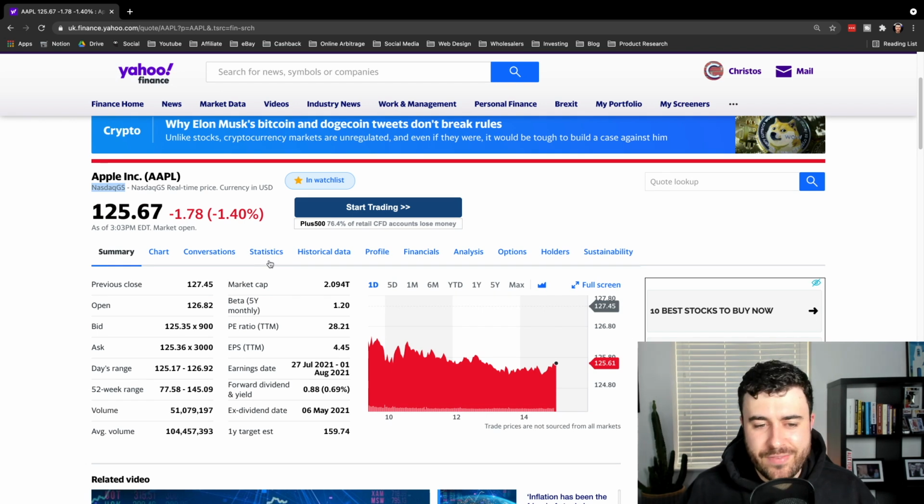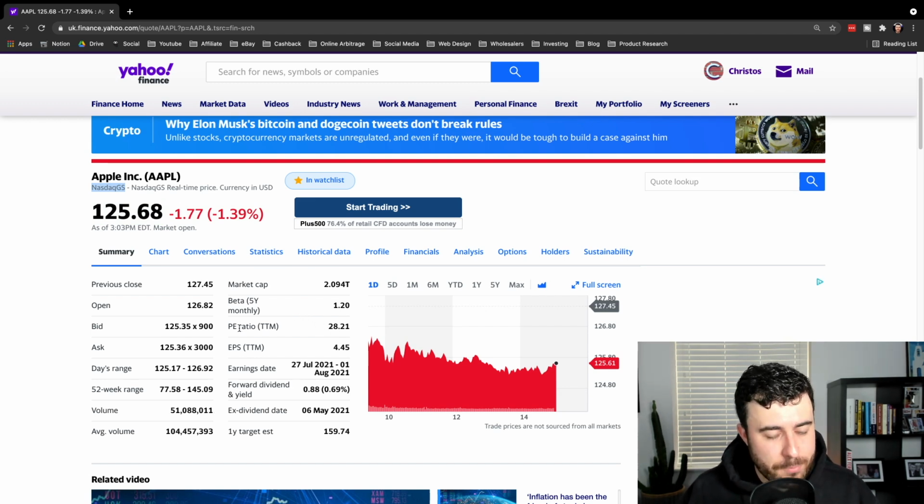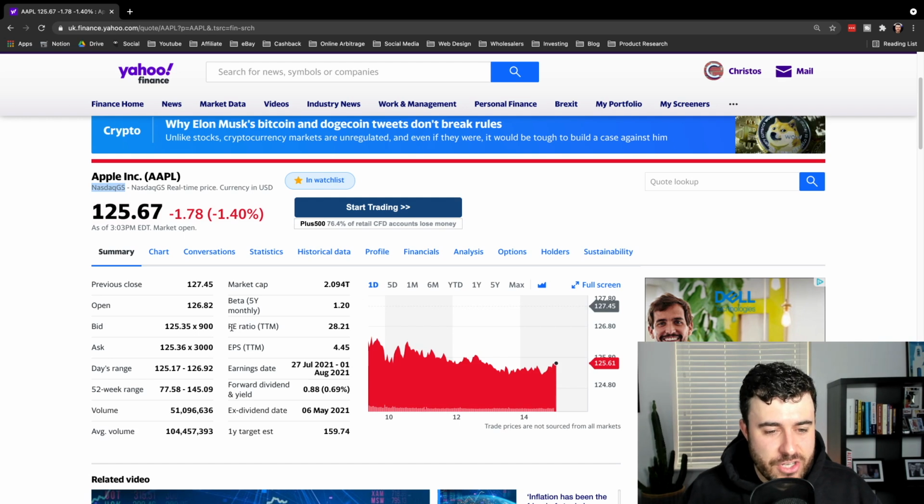Moving on to the beta 5-year monthly, this is very much an intermediate term and one that I don't believe is very necessary for beginners just starting to work out how to read these figures and stuff like that. But moving on to something that I think is quite important is the PE ratio for the trailing 12 months.